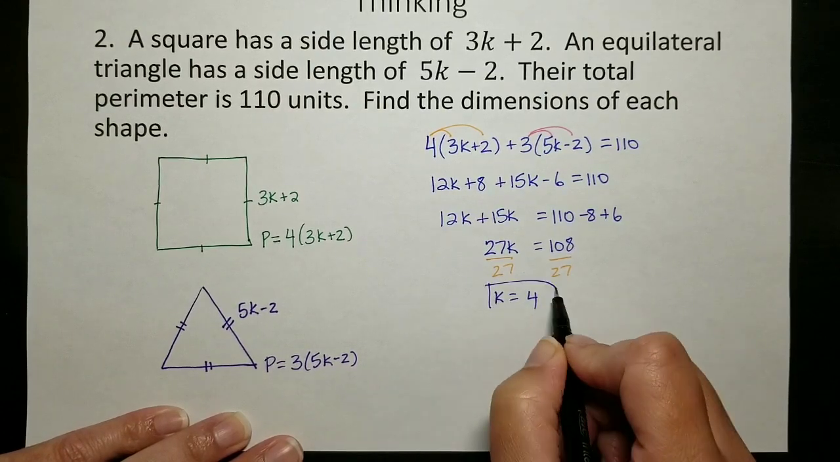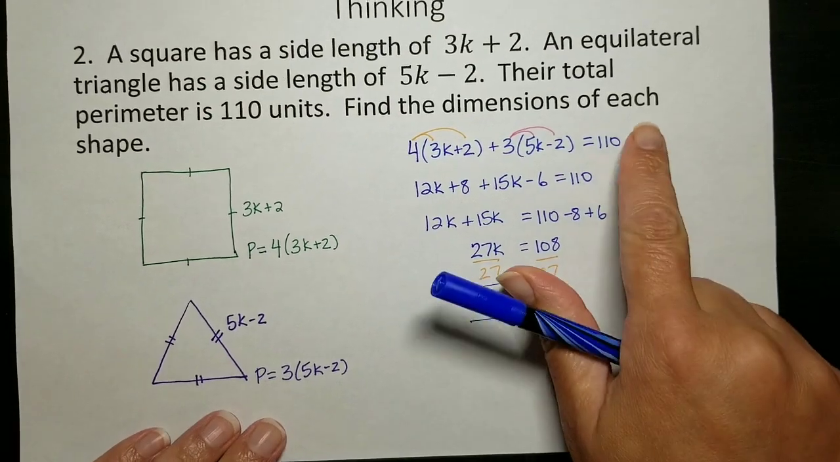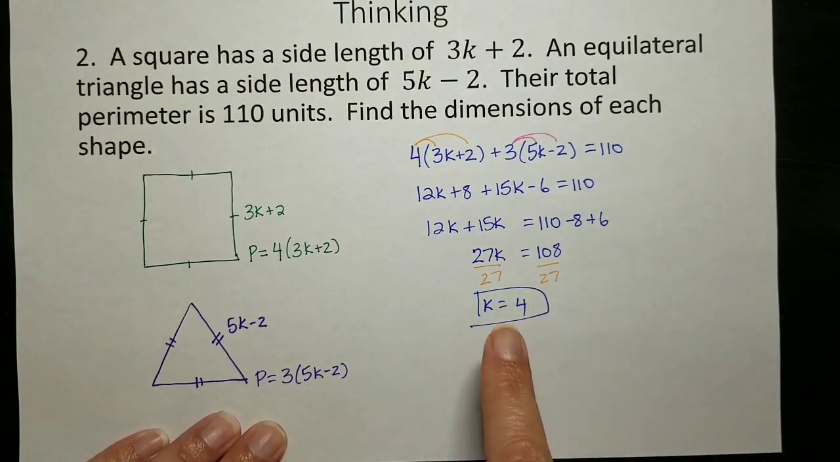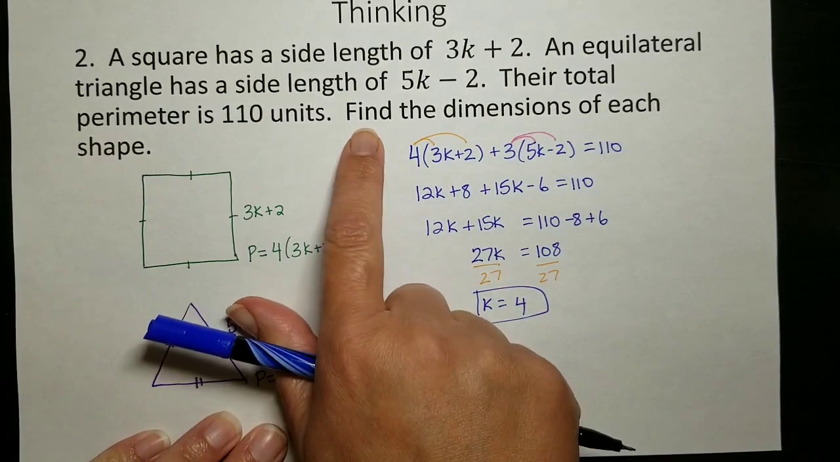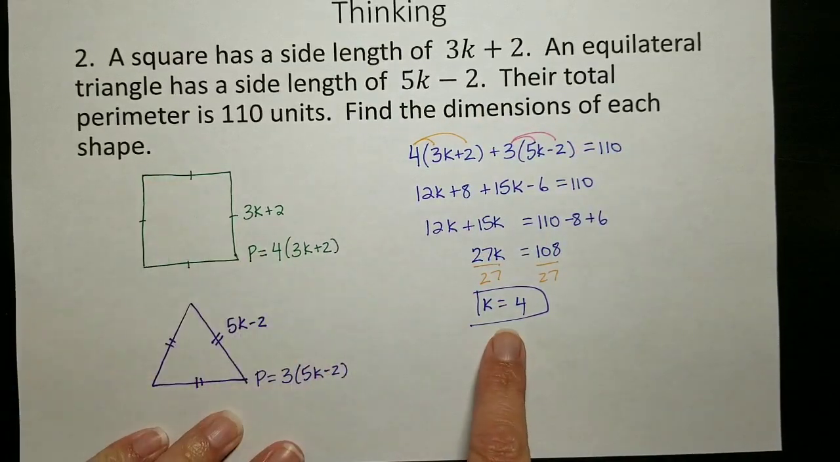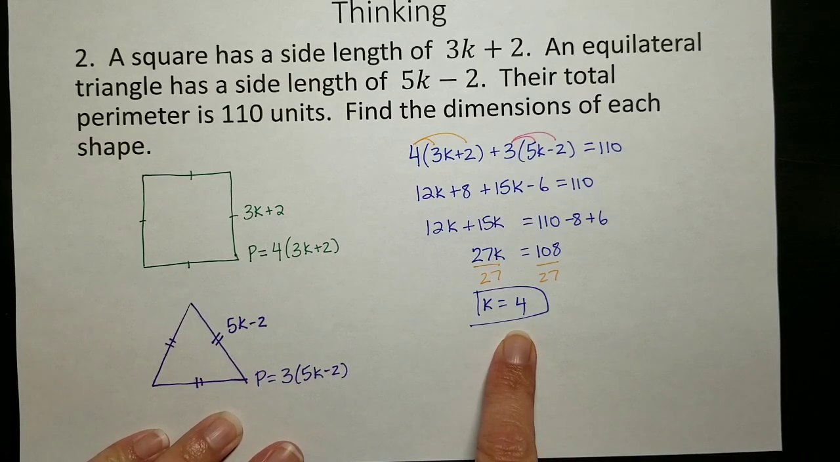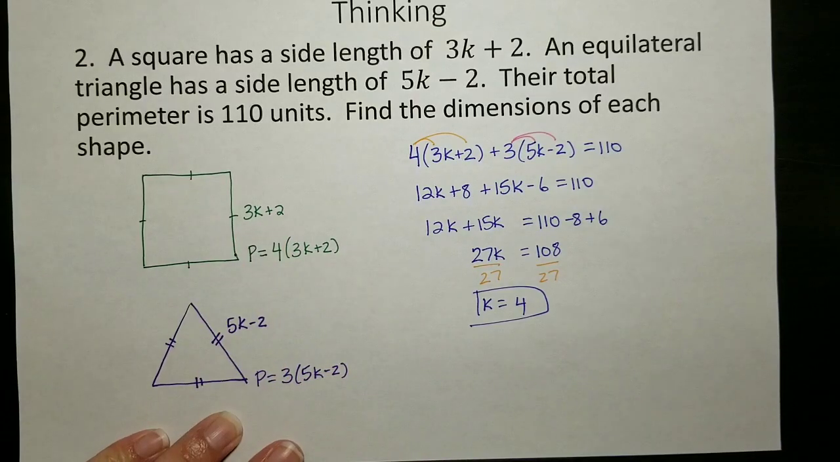Now, is k equals 4 the answer to the question? Always go back and think, what am I being asked? Because a lot of people would say, woohoo, I did it, k equals 4, I'm done, but you're not done. You have to read the question really carefully. Find the dimensions of each shape. Are the dimensions of the square and the triangle k equals 4? It's not. You're going to need to use that k equals 4, and this is the easy part, and put it in and find the side length of each one.